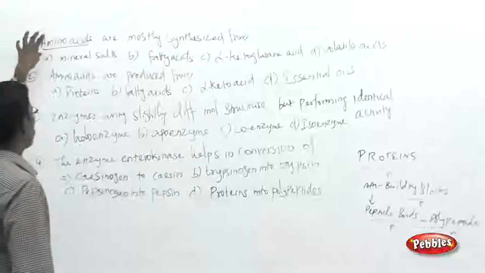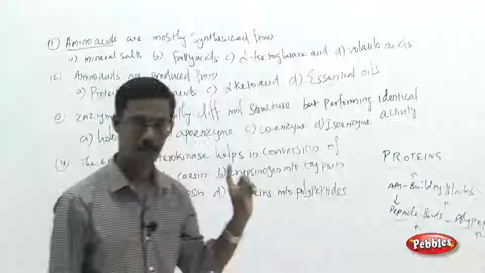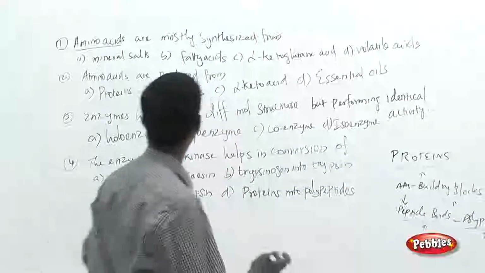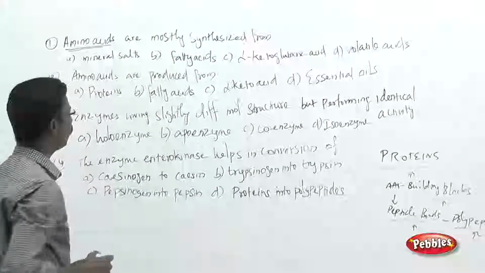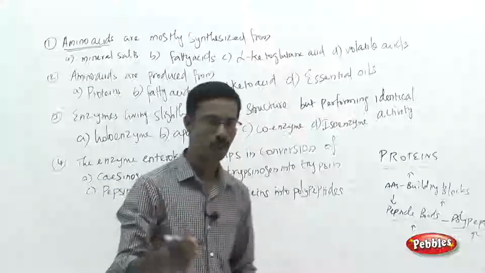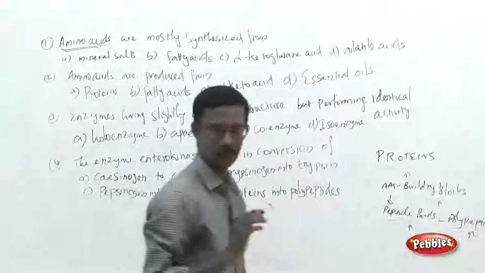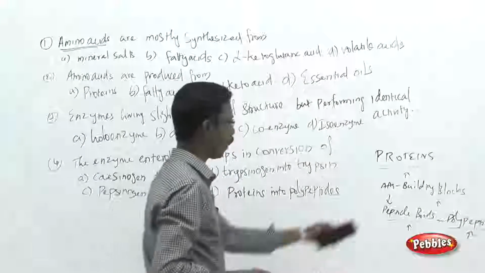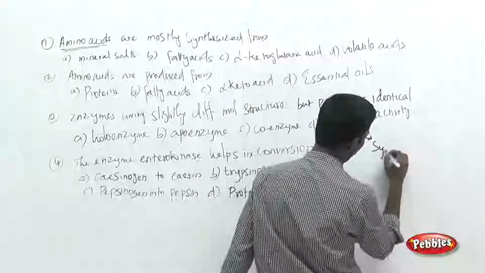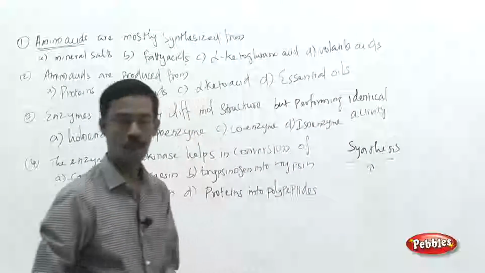So the point to remember is that whenever you think about amino acids, you have to remember the macromolecule protein. Proteins are made up of the building blocks of amino acids. So the question here is, amino acids are synthesized from. I told you while studying metabolism that there are two kinds of reactions, catabolism and anabolism. Here it is talking about synthesis, that is, the synthesis of amino acids.